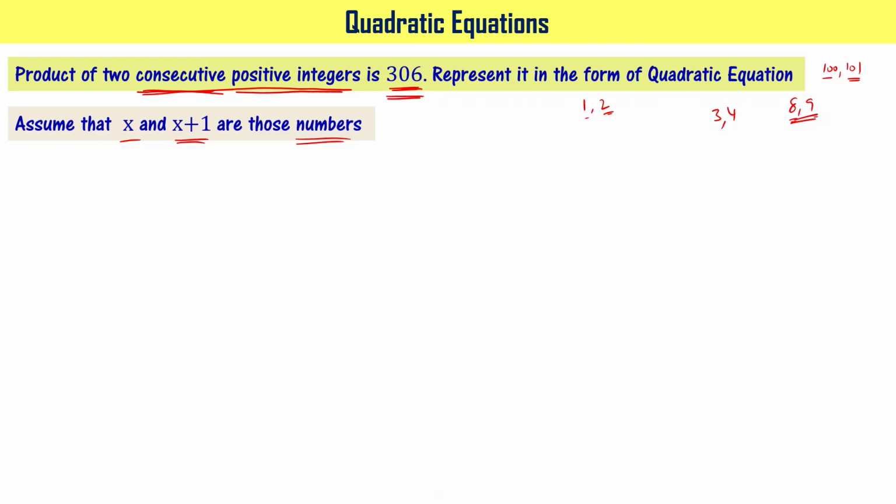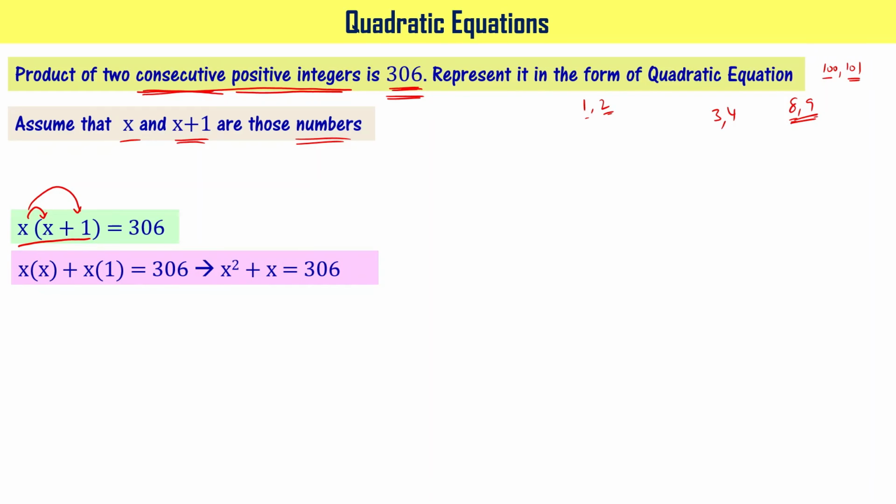It means x times (x plus 1) equal to 306, right? Let us simplify LHS first. x times x plus x times 1 equal to 306, right? x times x is x square and x times 1 is x. x square plus x equal to 306. Now I can transpose this 306 to LHS. When I do, it becomes minus 306 and I'll have 0 on this side, right? Let me write that. x square plus x minus 306 equal to 0.